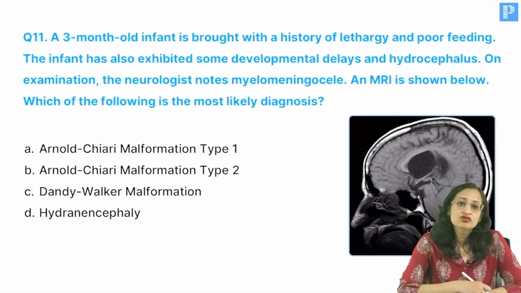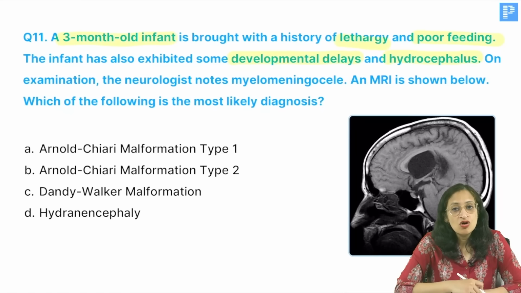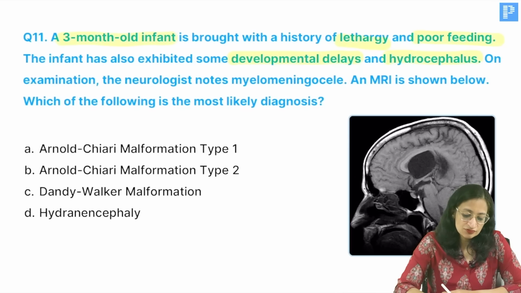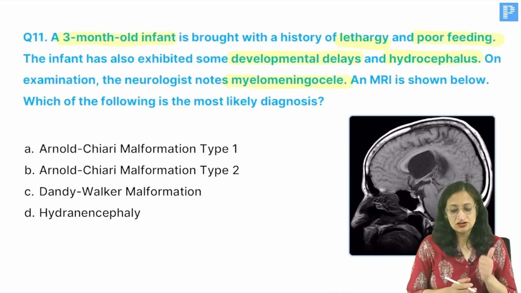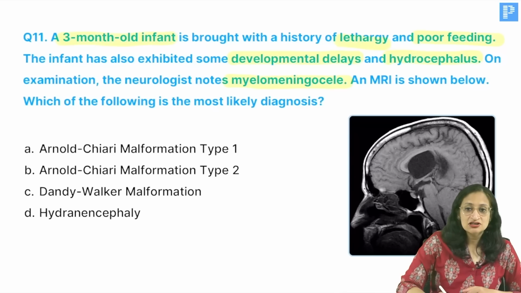Now, moving ahead to our next question, we have a 3-month-old infant who is brought with a history of lethargy and poor feeding. The infant also exhibited some developmental delay and hydrocephalus. On examination, the neurologist notes myelomeningocele. So there is lethargy, poor feeding, developmental delay, hydrocephalus, and myelomeningocele, and the MRI is shown below. Which of the following is the most likely diagnosis?